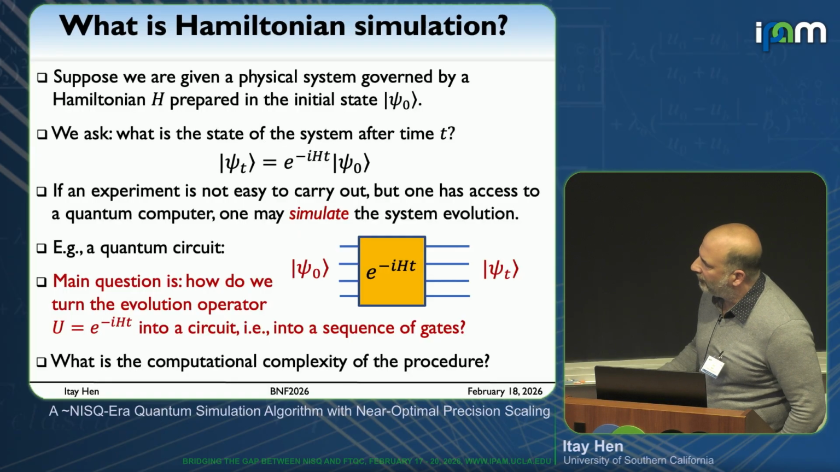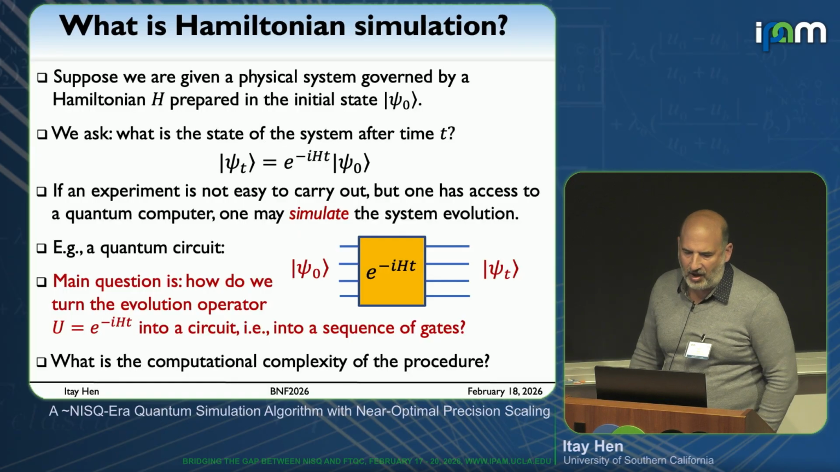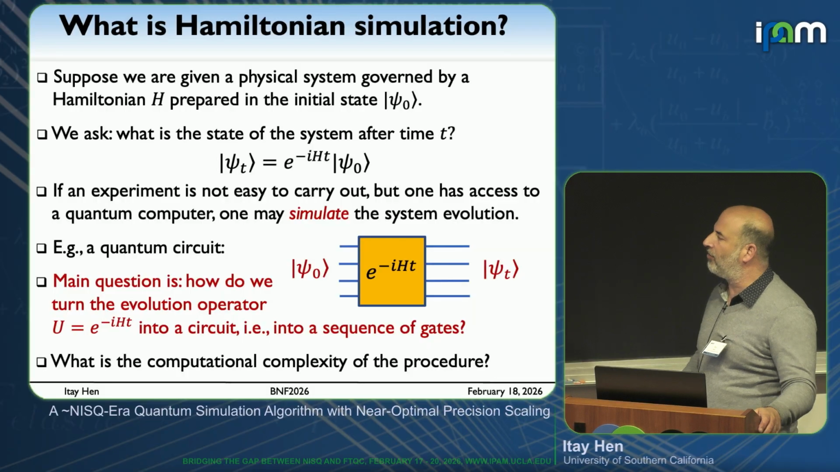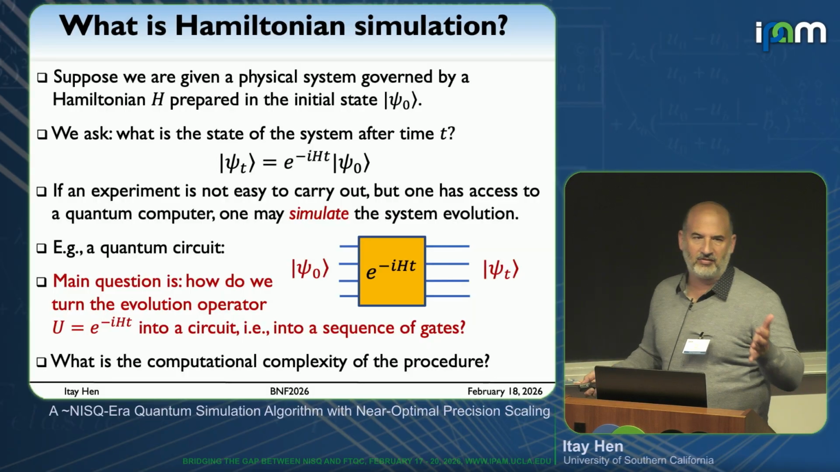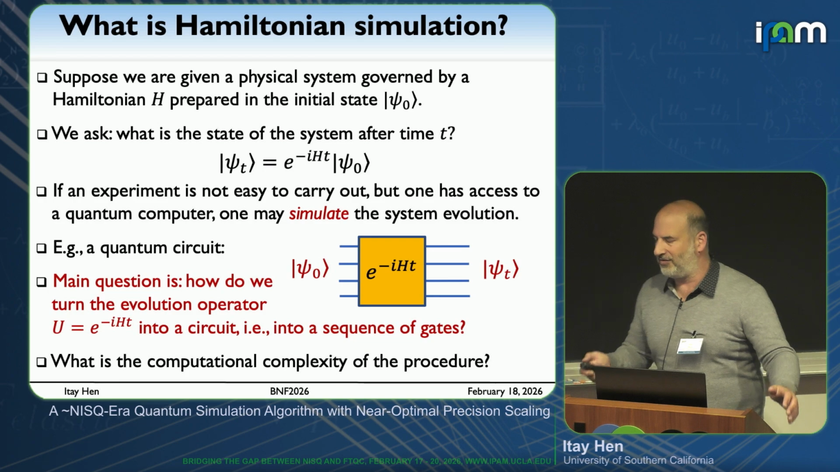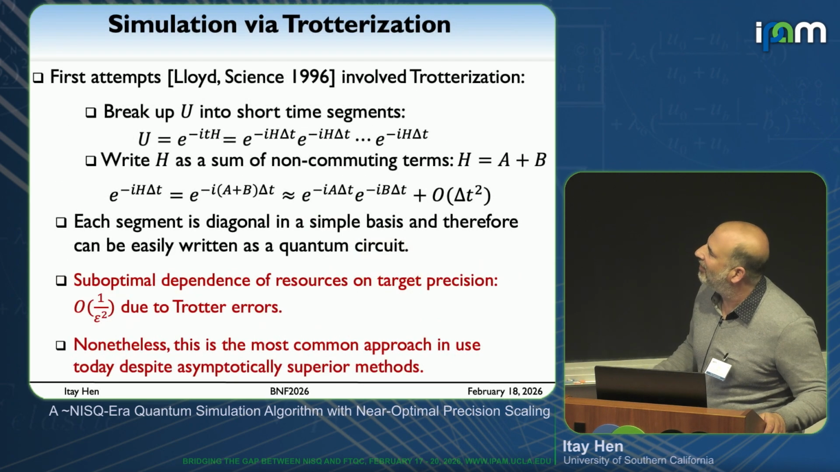And the question is, of course, what's the cost of that? What is the computational complexity of this procedure? This is called Hamiltonian simulation, as probably you all know already.